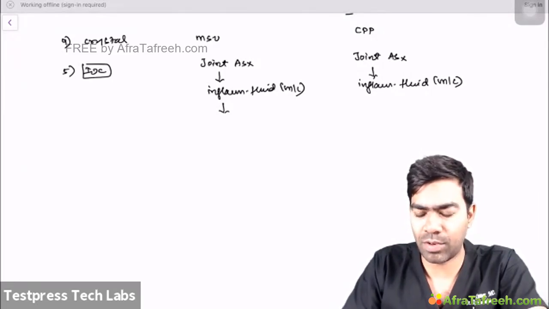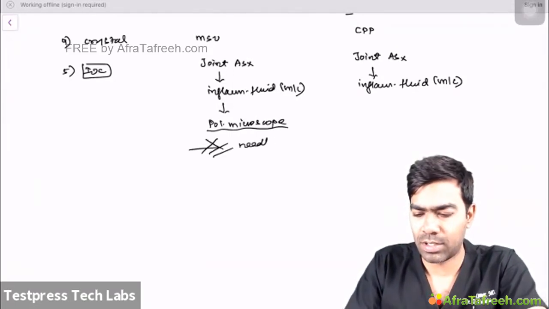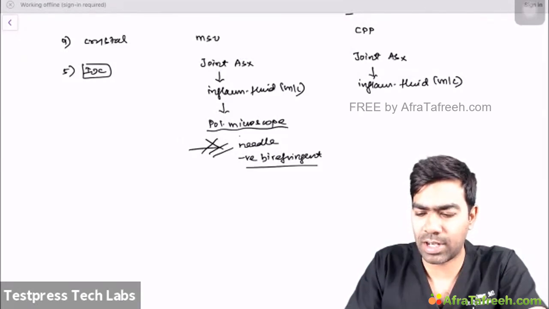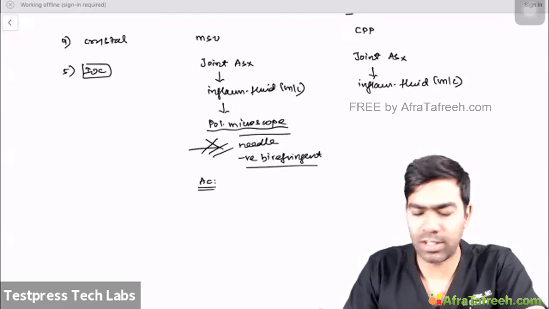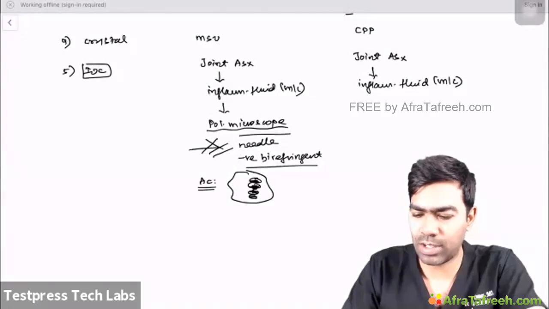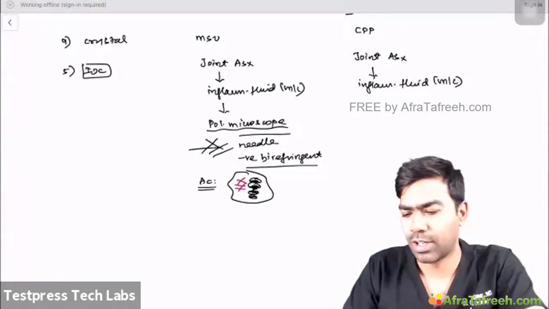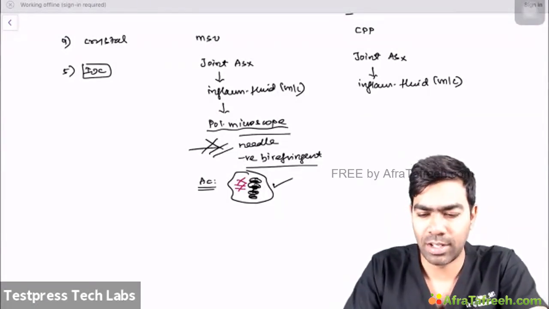So you should not take a chance. If you have a suspicion, send the fluid for polarized microscopy. In polarized microscopy, you will be seeing the typical needle-shaped crystals that are negatively birefringent. That will clinch the diagnosis that it's gouty arthritis. To tell it's an acute gouty arthritis, one characteristic finding is that you will have a neutrophil, and inside the neutrophil you will see these monosodium urate crystals. Whenever you see monosodium urate crystals inside the neutrophil, that literally confirms it's acute gout.